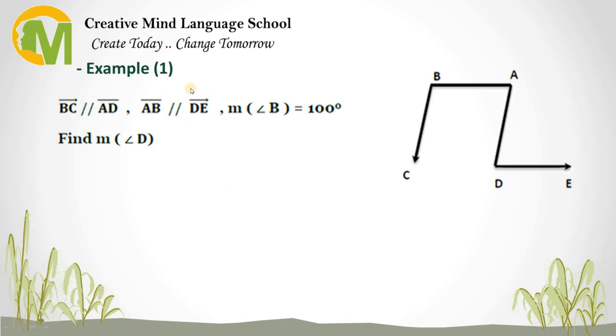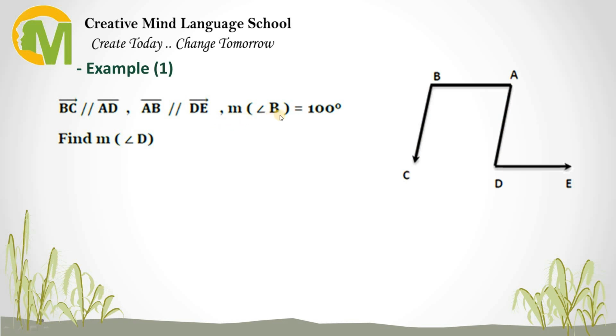Now let's move on to example number 1, and let's read together the given information and apply it on the figure. BC ray is parallel to AD line segment. AB line segment is parallel to DE ray. So these two lines are parallel, and those two lines are parallel.